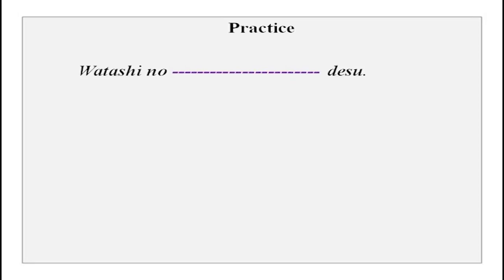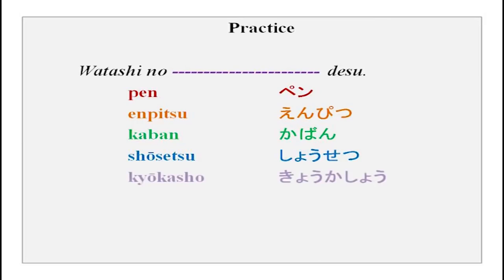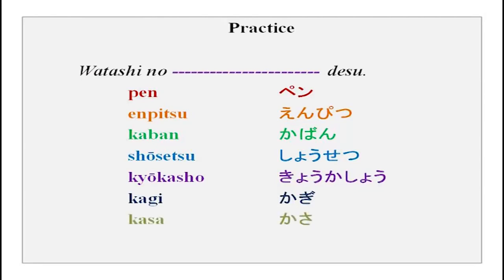Okay, so now we go back to no. You can practice with a lot of words here I've given for practice. For example, you could put watashi no pen desu. Watashi no enpitsu desu. You can repeat after me, please. Watashi no kaban desu. Watashi no shousetsu desu. Watashi no kyokasho desu. Shousetsu is a novel, kyokasho is a textbook. Watashi no kagi. Kagi is, as you have seen, keys. So watashi no kagi desu. Watashi no kasa desu.